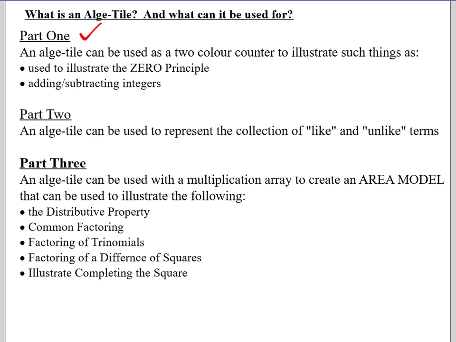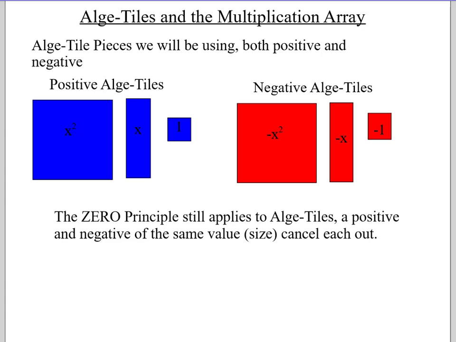So we have done algebra tiles with our zero principle and our 2-color counters. We've done like terms, and we're into part 3 where we could do the distributive property. And the good news for you is most of these ones are done in grade 10. Okay, so quick highlight, just a reminder that we have 3 different size shapes. So we have an x squared, an x, and a 1. And then we have the negatives of them, negative x squared, negative x, and negative 1. And the zero principle still applies. A positive x can be canceled by a negative x because they are the same size shape.